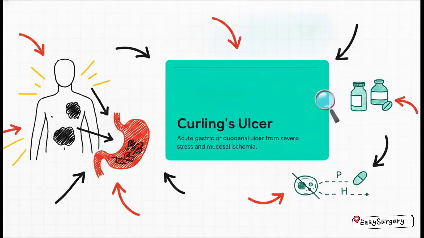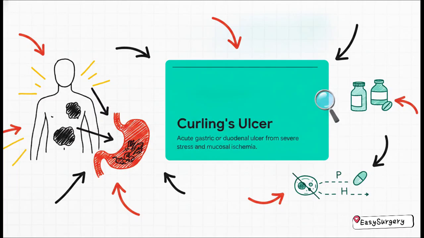Now you might be wondering, what exactly is Curling's ulcer? It's a classic early systemic response. Basically, it's an acute gastric or duodenal ulcer. But why does the stomach care about a burn on the arm or leg? Well, the body is under such massive stress that it literally shunts blood away from the gut just to deal with the severe trauma everywhere else.